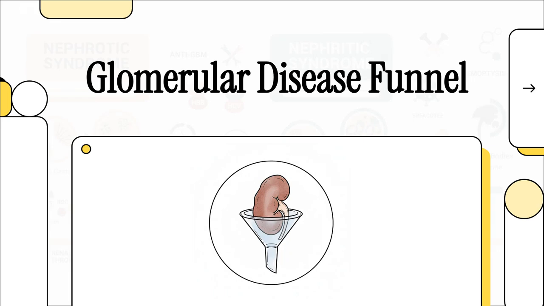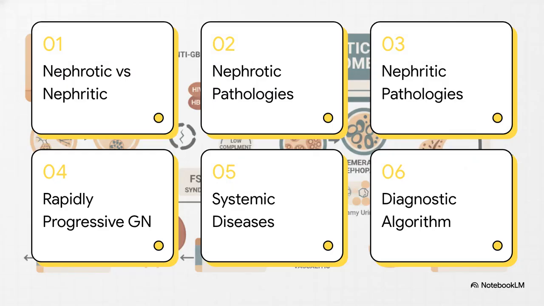Let's dive straight into the Step 2 CK glomerular disease diagnostic funnel. We're skipping the fluff and focusing purely on high-yield clinical logic and next best step decision-making. Our diagnostic roadmap covers nephrotic versus nephritic patterns, classic nephrotic and nephritic pathologies, rapidly progressive GN, systemic diseases, and the exact next step diagnostic algorithm.